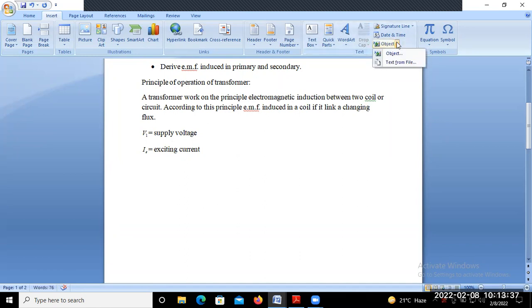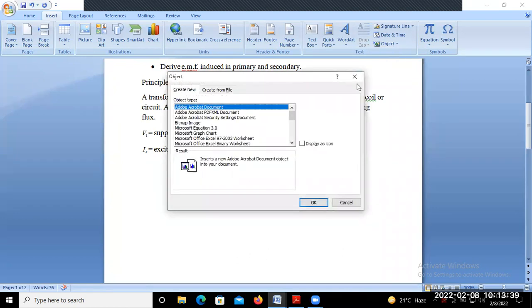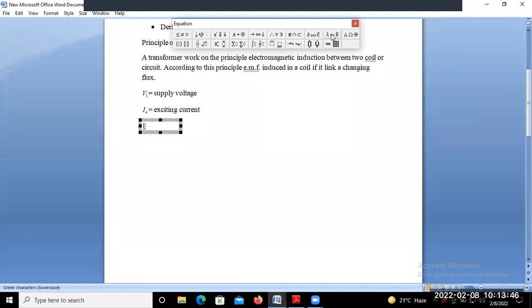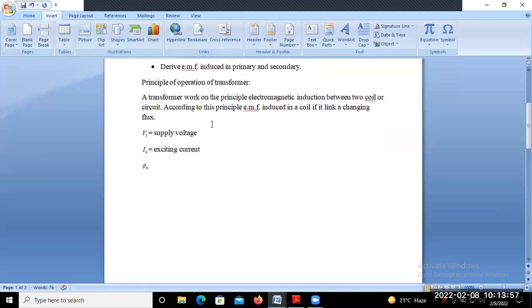And phi is the flux present here, the maximum flux. We say that it can be represented by phi suffix m. Okay. Maximum flux.